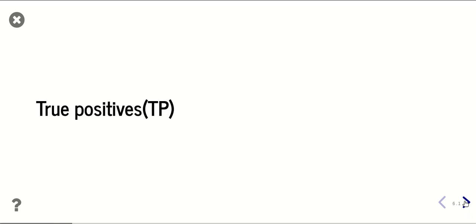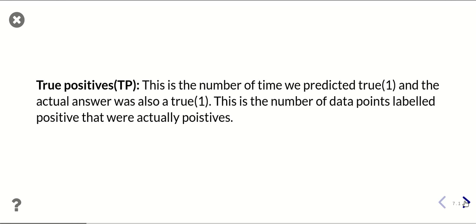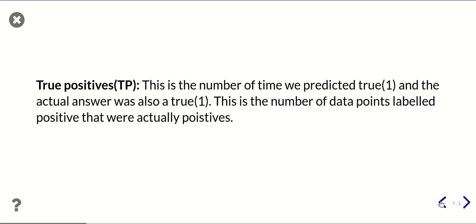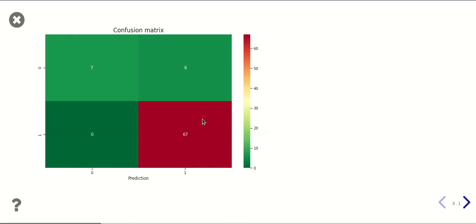Okay, so we first discuss what a true positive is. We've already looked at it, but let's look at it one more time. A true positive is the number of times we predicted 1 and the actual value was a 1, right? Whenever I look at this confusion matrix, these are the true positives. True positives are the number of times our model predicted true while the actual value was also true. So we can see for this model, 67 times our model predicted 1 and the actual value was a 1. So that is known as a true positive.